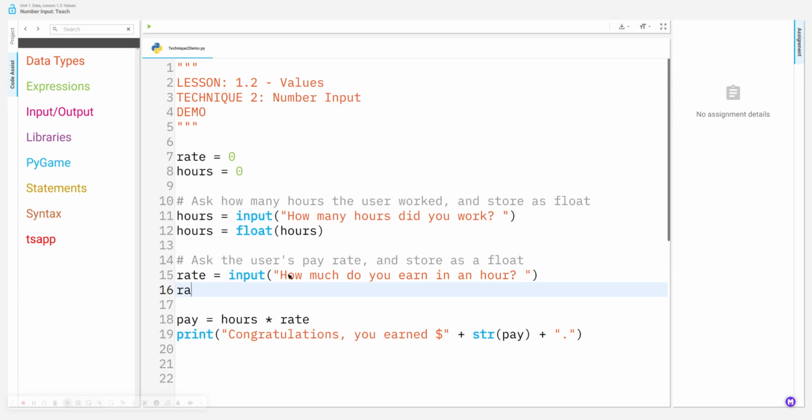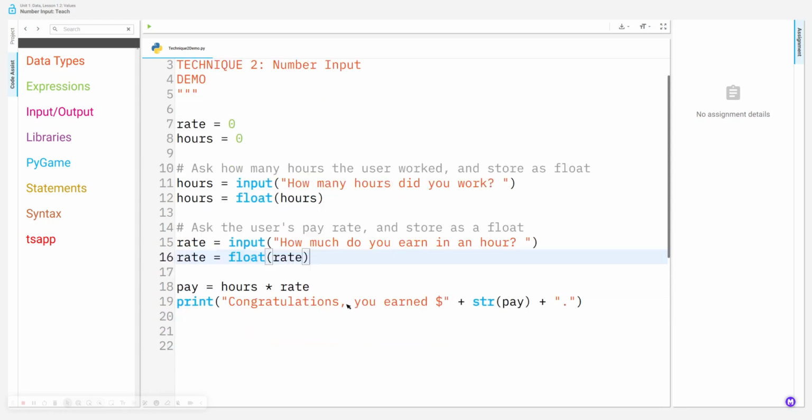Okay. And then again, we need to typecast rate as a float because what if somebody gets paid $7.50 an hour, right? We want to make sure we don't lose that 50 cents. And in order to get a change like that, we need a decimal point. And in order to have a decimal point, we need a float. Okay, so now that I have that set up, make sure yours looks like mine.